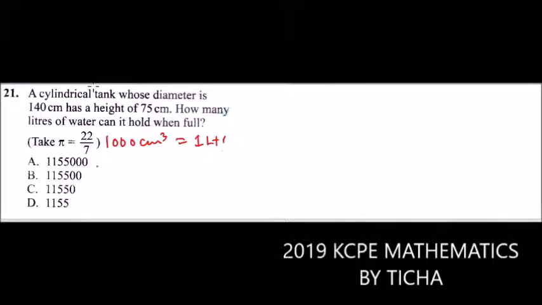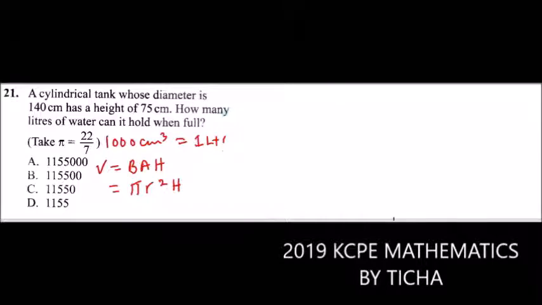Then the volume of a cylinder is equal to base area multiplied by the height. In this case, since it is a cylinder, the base area is pi r squared, multiplied by the height. So our height we have been given. With that knowledge, you should be able to work out this question comfortably.